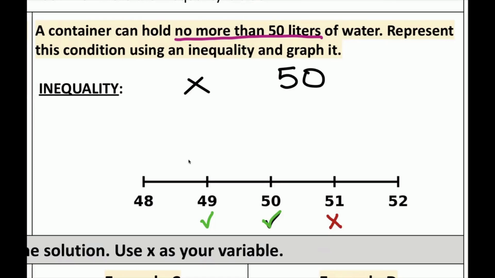So that means x is less than or equal to 50. So we're going to put a closed circle at 50. And we're going to shade in the direction that makes the solution true.